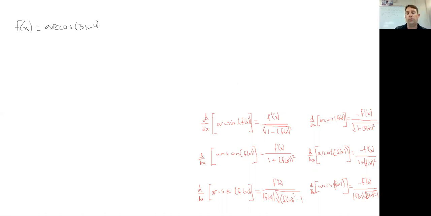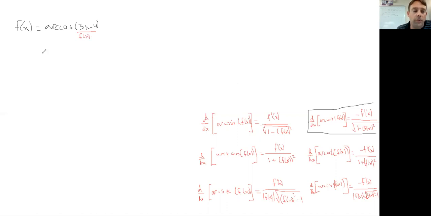So all we're really doing here is picking the correct derivative and just evaluating. In this case, my f of x would have been my 3x minus 4, so that's what I'm going to use for f of x.